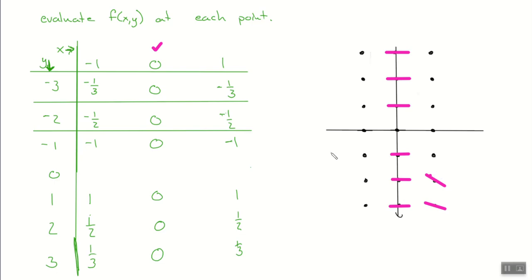What about here? So the slope is what here? Thank you guys for playing along with that, by the way. At 1, negative 1, what is our slope?